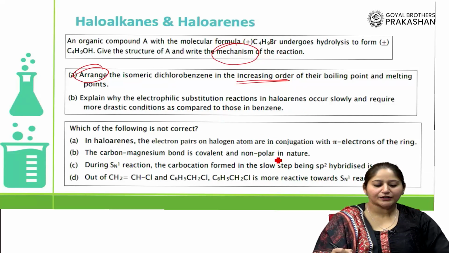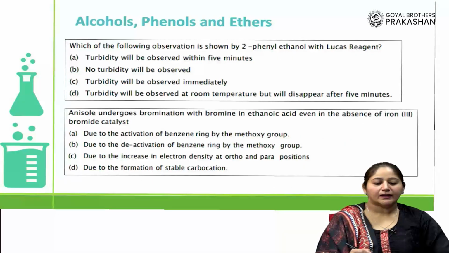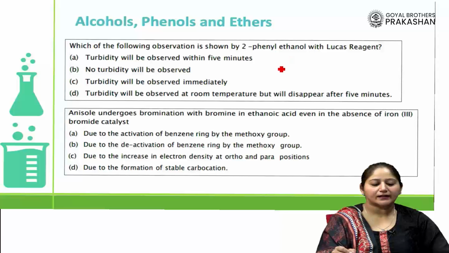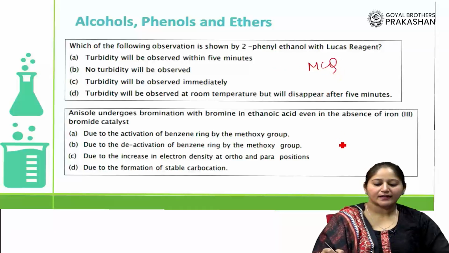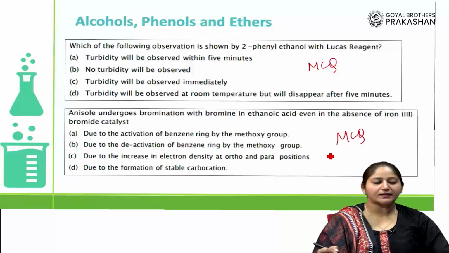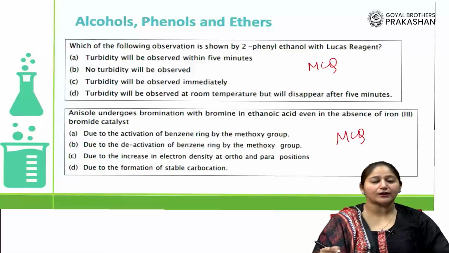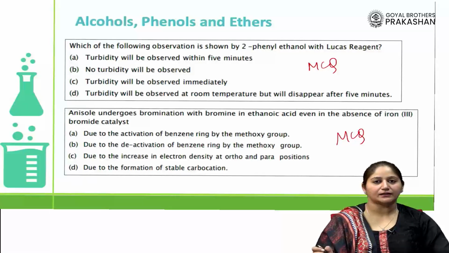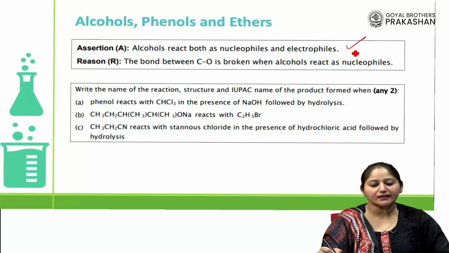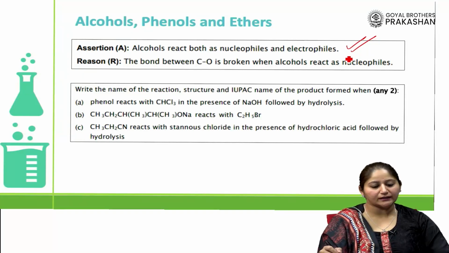Then there is another question. This is a multiple choice question. Then from alcohol phenol ethers, there is an MCQ. They both are MCQs, as you can see. They have 4 choices. You have to opt for the one which is correct. Then there is an assertion reason question asked from alcohol phenol ether.